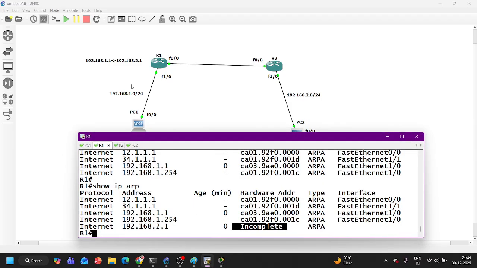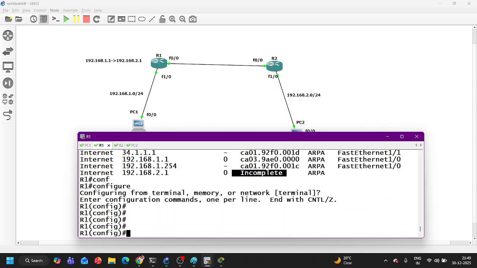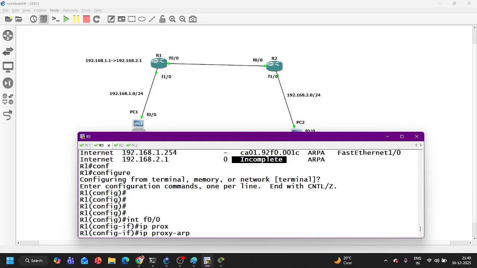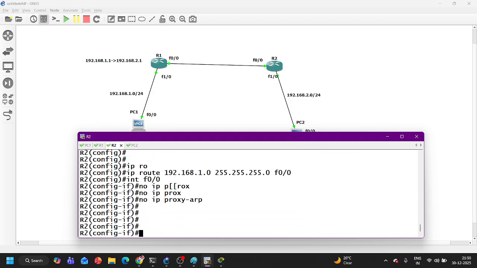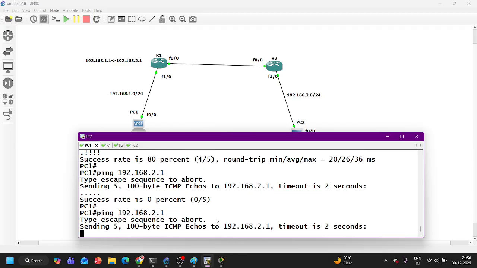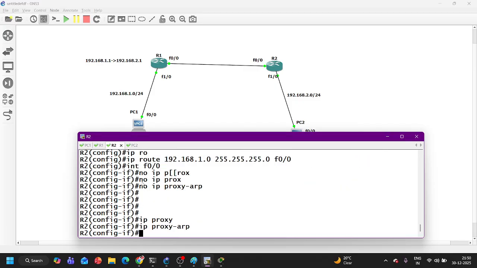Now here you can see on router number 1, the MAC address is incomplete. If I enable proxy ARP on interface F0/0, ip proxy arp, and on router number 2 also ip proxy arp, and then I ping from PC2 to PC1, what is the issue now?